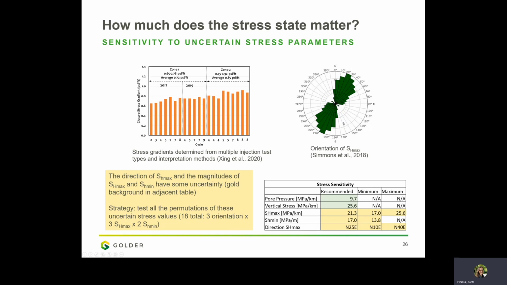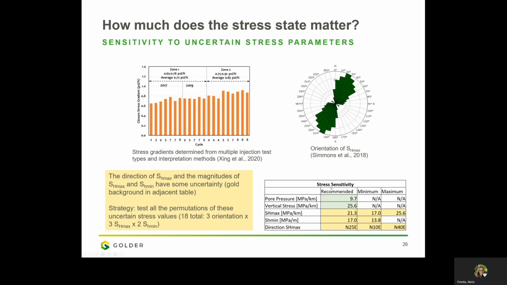And also as far as the orientation of SH max, if you look at the FMI well log, you can see that there is some scatter there where the most likely position is sort of this north 25 degrees east azimuth. However, there is this variability that we'd want to make sure we understood how that would affect the results if the actual conditions in the reservoir were slightly different from what we think is the most likely.